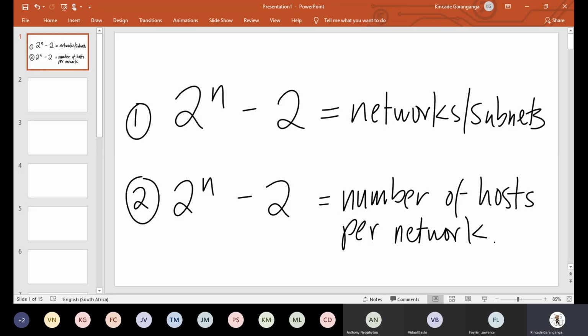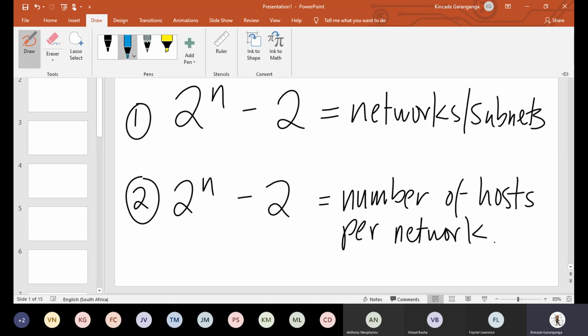So typically one formula can equate to 2 things, and obviously with n being an unknown, there would be 2 different things as well. So you've got 2 to the power n minus 2 equal to the number of networks or subnets, and then 2 to the power n minus 2 equal to the number of hosts, or the maximum number of computer systems per network that you can get as far as configuration is concerned.